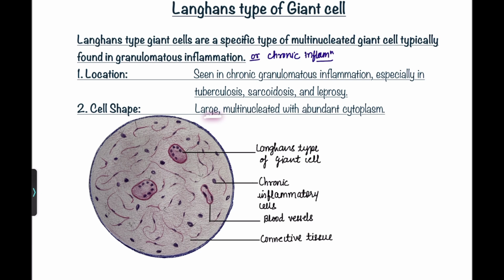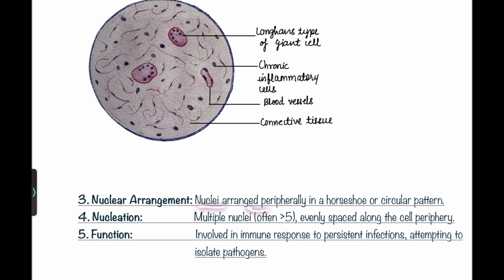Cell shape is large, multinucleated with abundant cytoplasm. Nuclei are arranged peripherally in a horseshoe shape or circular pattern. Multiple nuclei, often more than 5, evenly spaced along the cell periphery. Their function is to be involved in immune response to persistent infections, attempting to isolate pathogens.